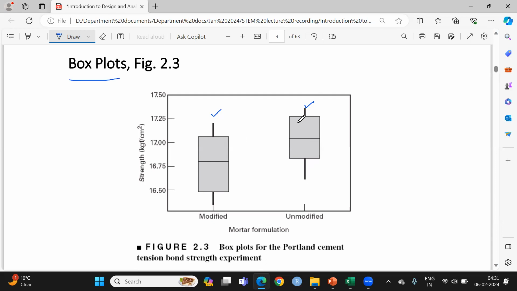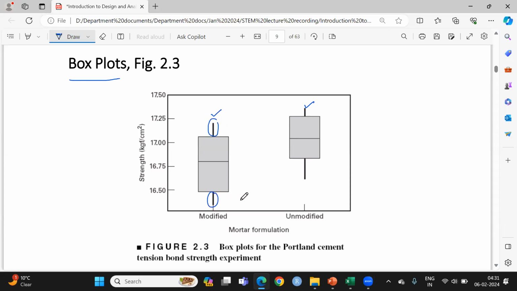As from the dot plot, we also observe that the values corresponding to the modified motor, the observation values in that variable, are very high as compared to the unmodified motor. Okay, so that's why this is basically the full name of box plot: box and whisker plot. So these lines are called whiskers.